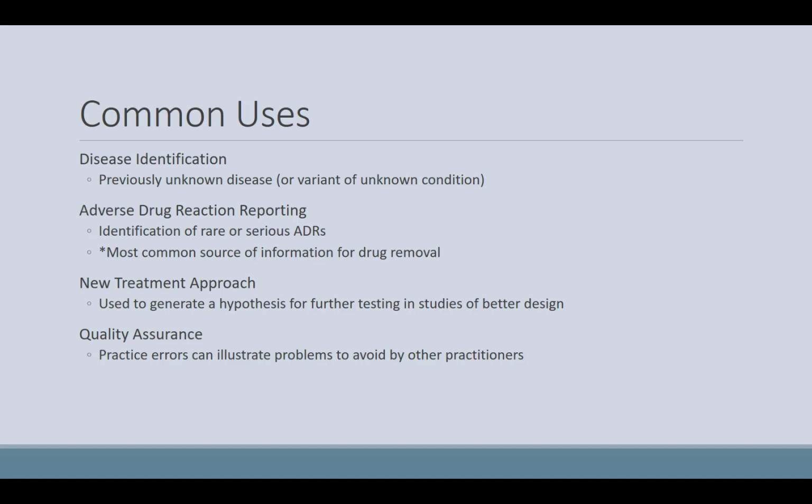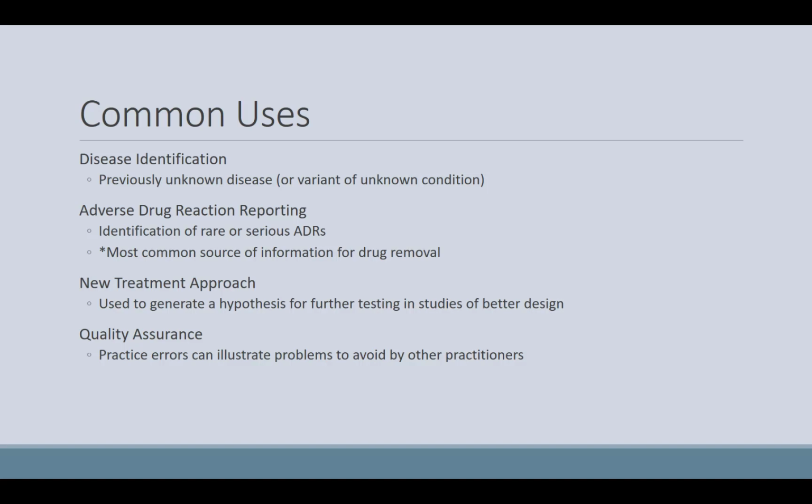They're very good for adverse drug reaction reporting. Identification of rare and serious adverse drug reactions often come from case reports and case series. Actually, these forms of research are the most common source of information that leads to eventual drug removal by the FDA. As a pharmacist, this is a very important area where you can be involved.